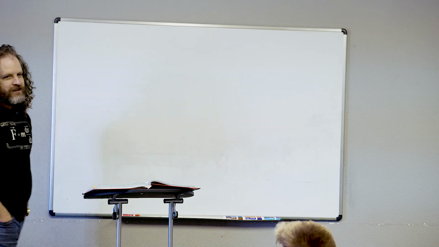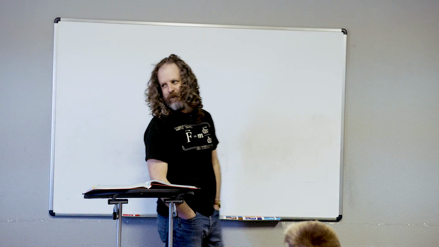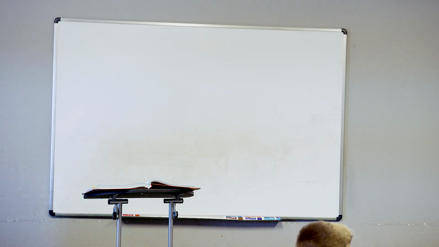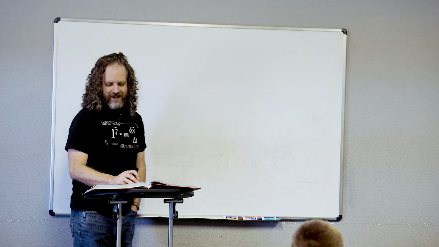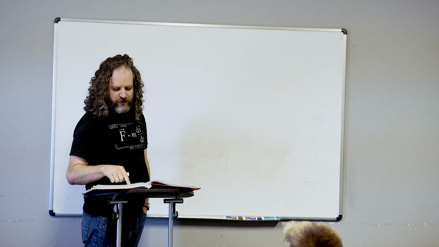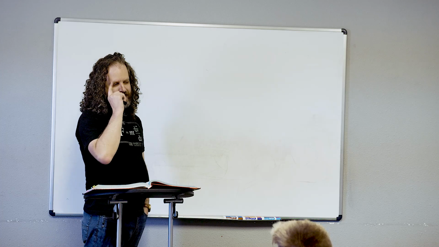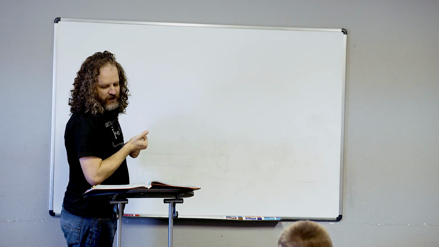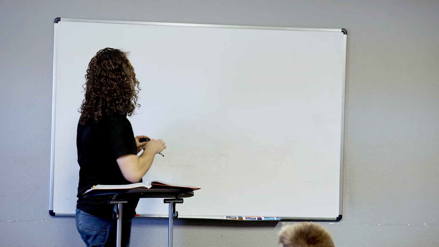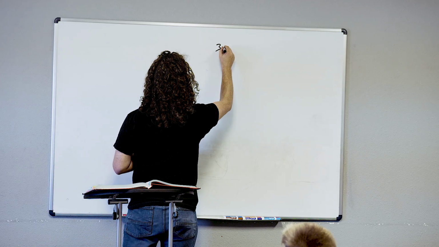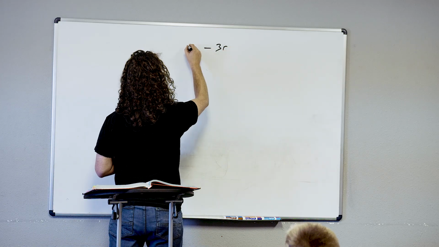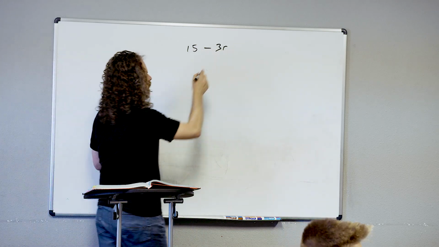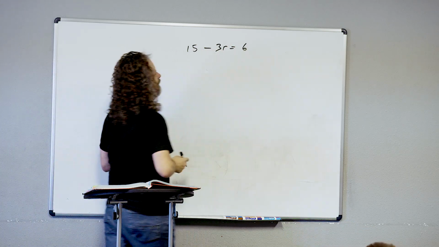So here's the thing that most of you didn't remember. When you see the word than, you need to put it at the end. So for 3 times r less than 15, put 3 times r at the end: 15 less than 3 times r is 6. I got it right. I did the less than some.